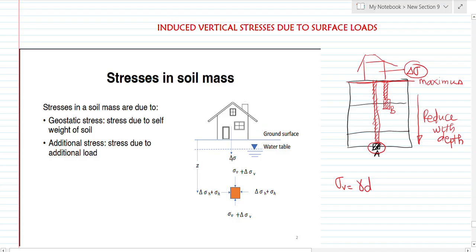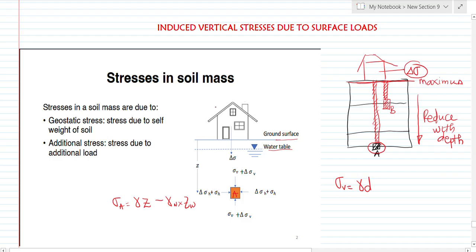So if you look at this structure, for instance, we have this soil, this is the groundwater surface, this is the water table. Now we are taking this point, can we call this point A? Assuming there was no structure here, the geostatic stress at point A is going to be the unit weight of the soil times its depth, minus the unit weight of water times the depth of water to point A. And that is the effective stress, obviously.